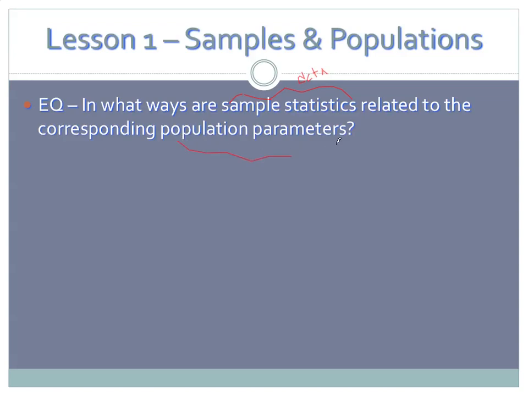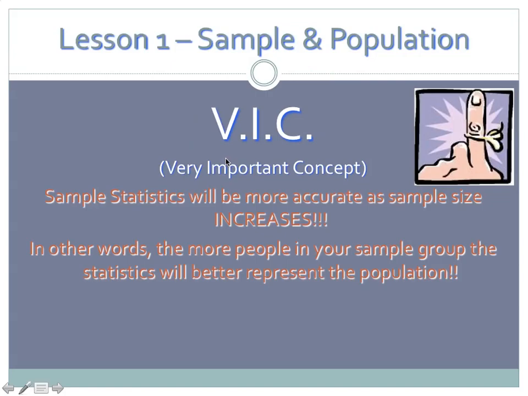Well, let's review what that is. Population parameters are characteristics that we're looking at within a large group. So again, if I was talking about 7th grade and I wanted to know the average height of the 7th grader, that would be my population parameter, my characteristic about my population. What I would do is take data, or get statistics, from a sample of those 7th graders. All right, so again, our EQ in this lesson is, in what ways are sample statistics related to the corresponding population parameter?